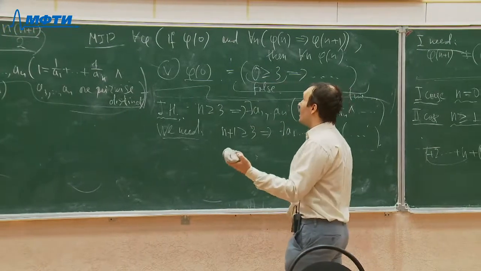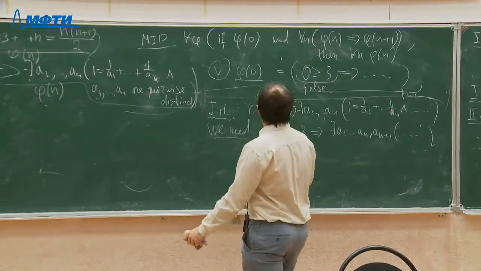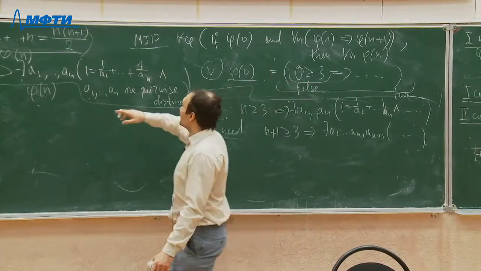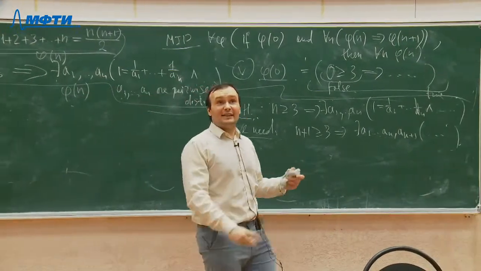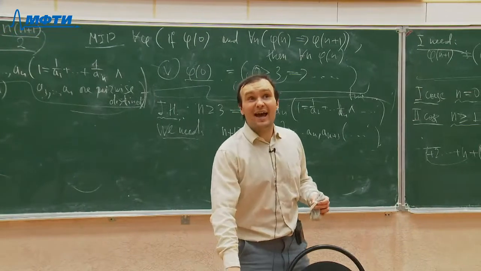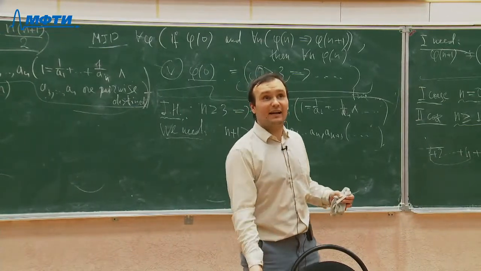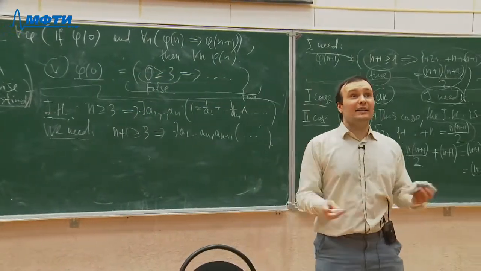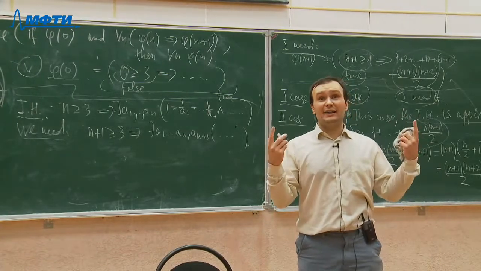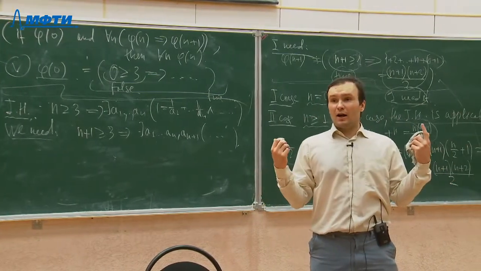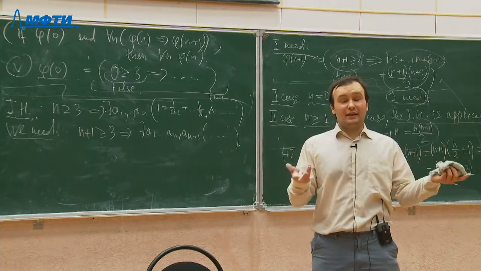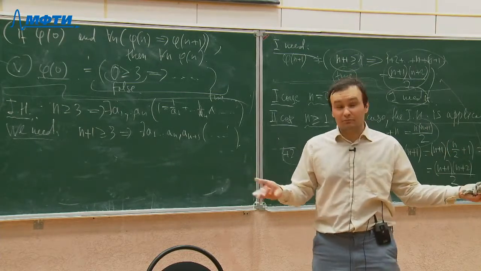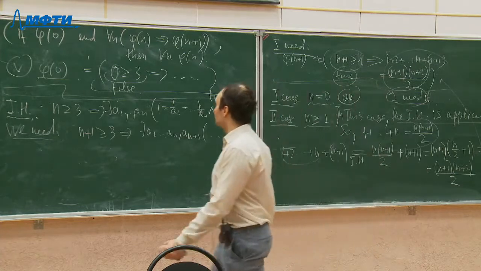But essentially, our statement starts from 3. So all cases when n is less than 3 are trivial, while the case for n being equal to 3 is, in fact, the basic one. Okay.